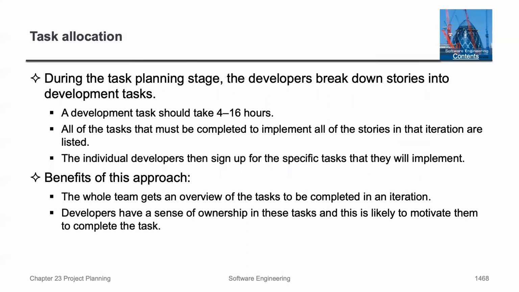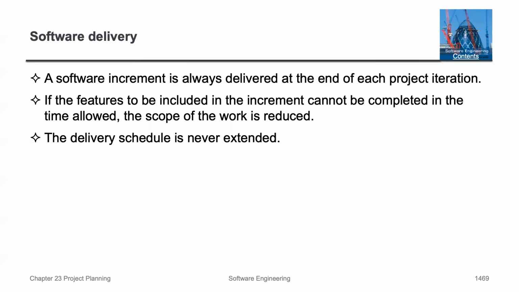For task allocation, during the task planning stage, the developers break down stories into development tasks. Tasks should take, say, on the order of 4 to 16 hours, covering all of the tasks that must be completed to implement the story. All the stories in that iteration are listed, and the individual developers then sign up for the specific tasks they will implement. The benefits are this: the whole team gets an overview of the tasks needed to complete an iteration. The developers have a sense of ownership in these tasks, which is likely to motivate them to complete the task.